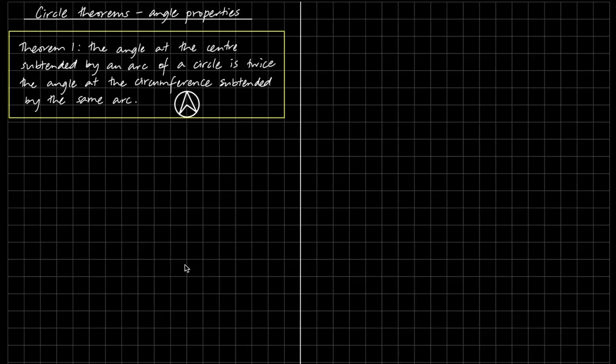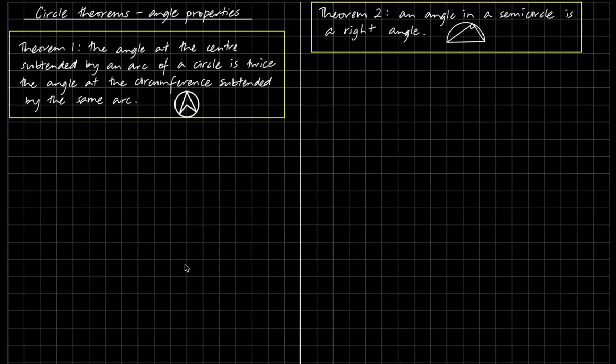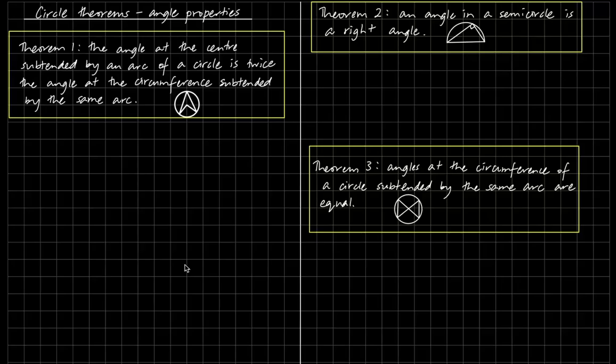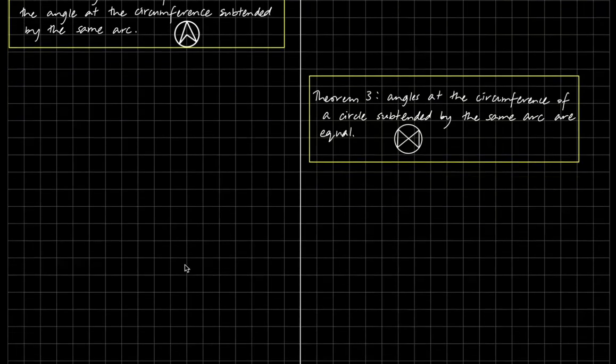Now let's go through and consider the other theorems. Theorem 2: an angle in a semicircle is a right angle. So every angle in a semicircle is a right angle. Theorem 3: angles at the circumference of a circle subtended by the same arc are equal. And again, for each of these I'm just giving the little symbol that we sometimes use for those.